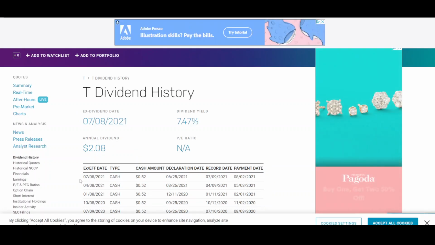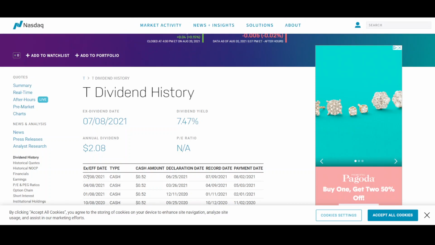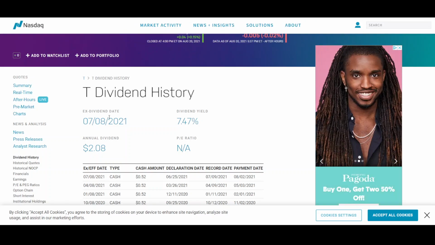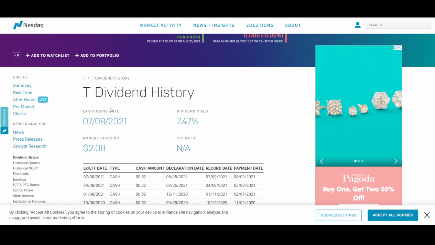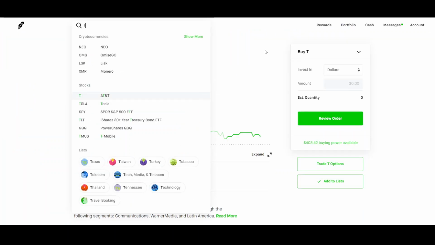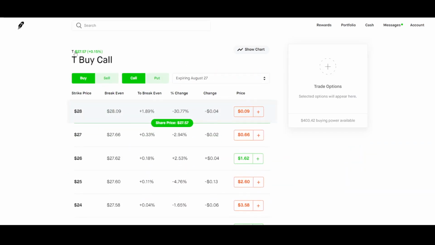They do have dividends every 3 months. I'm recording this on August 20th, so we do have time before the next dividend. So make sure you take note of this. Do not sell options near dividend date or you will risk assignment. But after we just check that, we're in the clear, so we'll come back to AT&T.